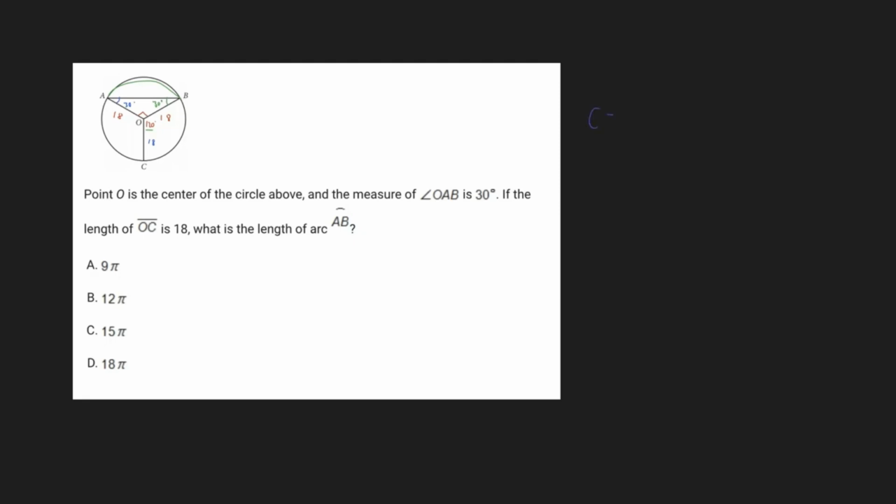So the circumference of a circle is equivalent to 2 pi times the radius, not the radians. So the radius is equivalent to 18, right? So we can just do 2 times 18, which is 36 pi. And so that is our circumference, all right?